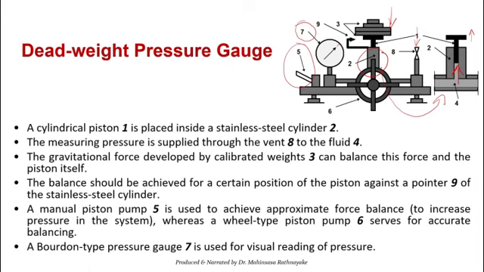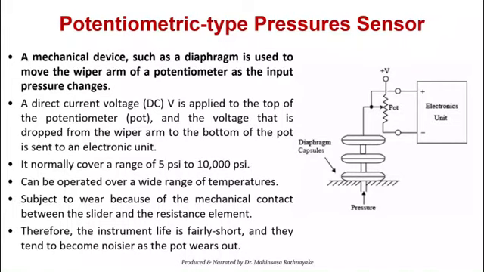Then another type is the potentiometric type. Potentiometric means you have heard about the potentiometer. A potentiometer again changes the displacement or the resistance change into a voltage. So based on that principle, combined with diaphragms, capsules, or bellows, you can have potentiometric-type pressure sensors also. So these are different types of pressure sensors.